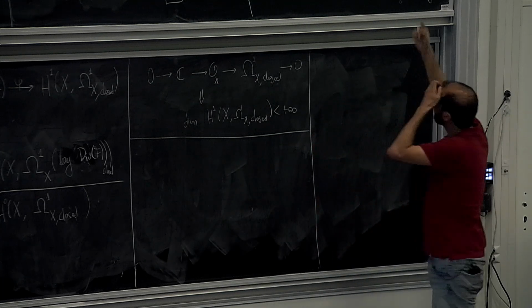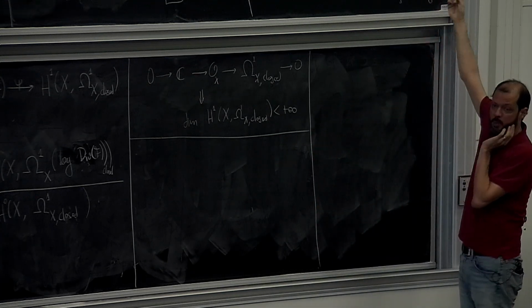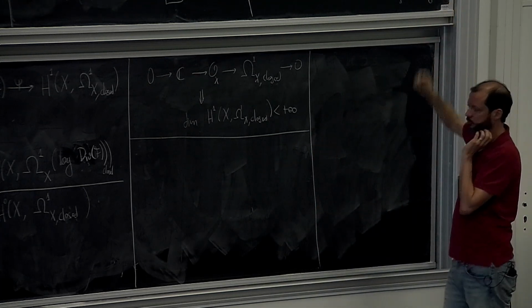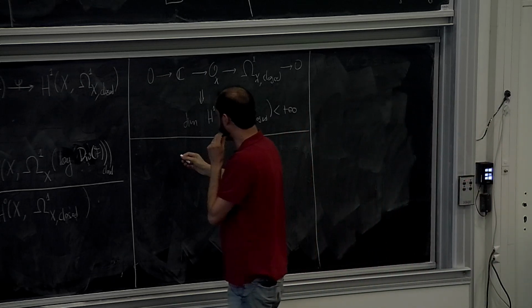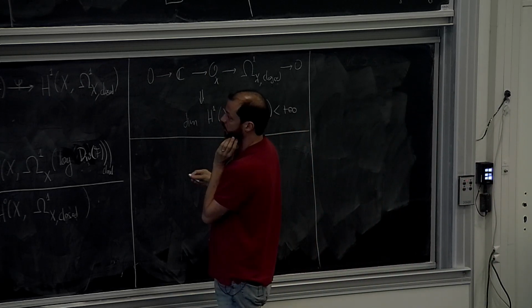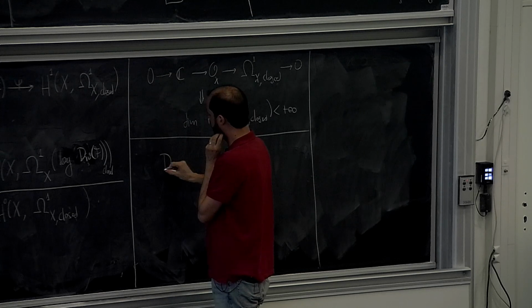Okay? Now what remains to be done is to do the comparison with our original foliation F. And now what we can construct is the following map. We have this map from Div_0.